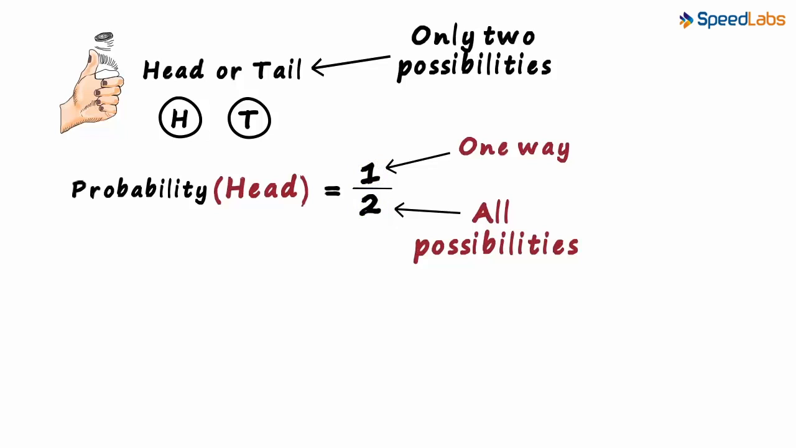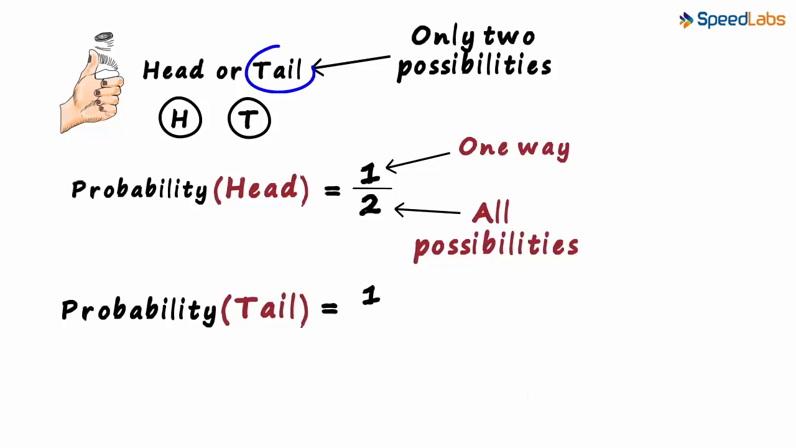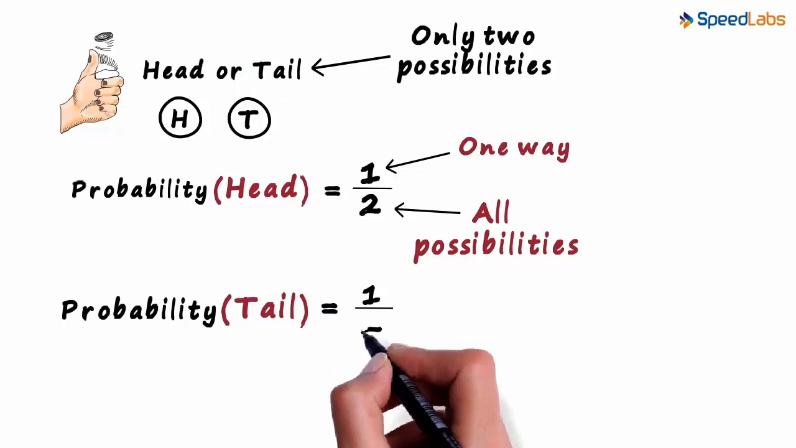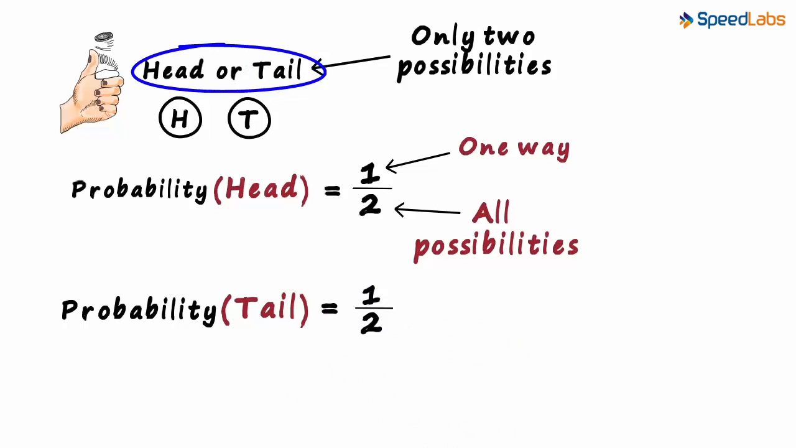events. Here's another question. What is the probability of a coin landing a tail? The logic is very similar. There is only one way in which we can get a tail, and the total possibilities are just two, head or tail. So the probability of getting a tail is also 1/2.